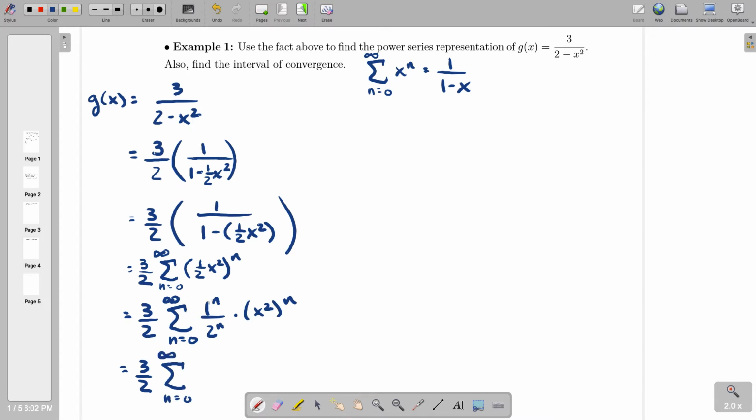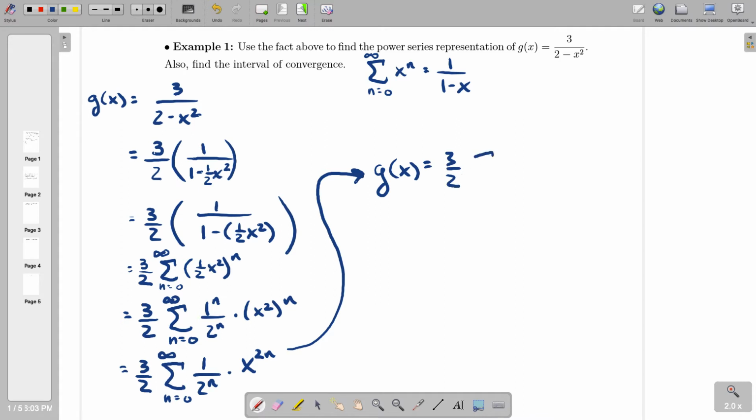And of course, 1 to the n is just always going to be 1, and then 2 to the n. And then, of course, this is going to be x to the 2n. So I can put all this together then, and I can say that g of x is equal to the infinite series n equals 0 to infinity of x to the 2n over 2 to the n.